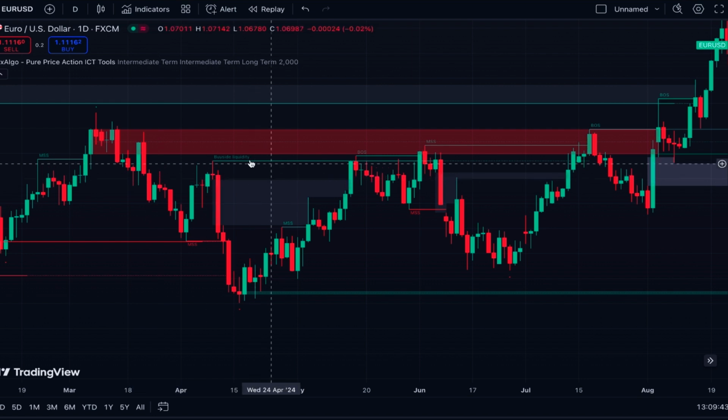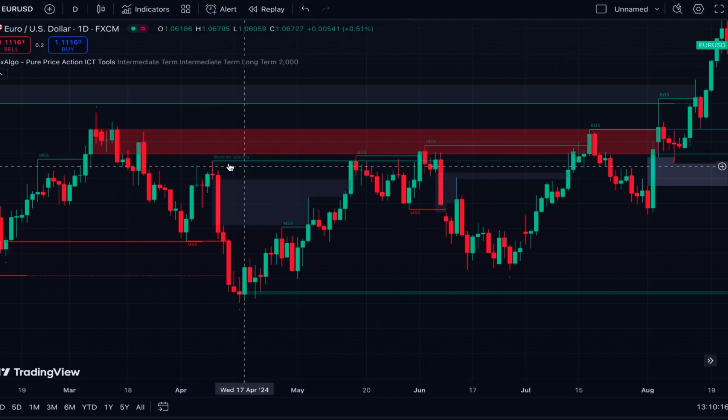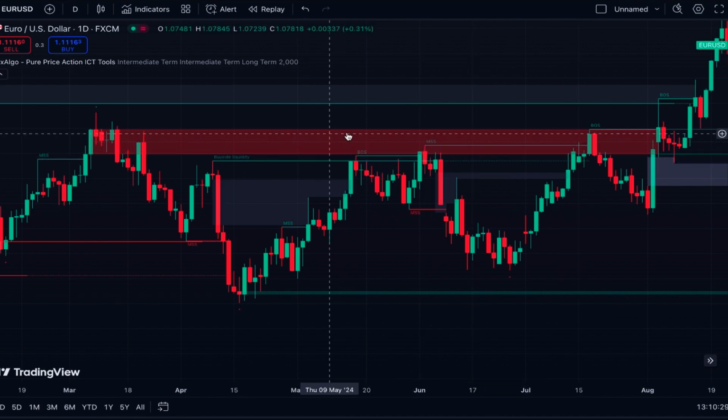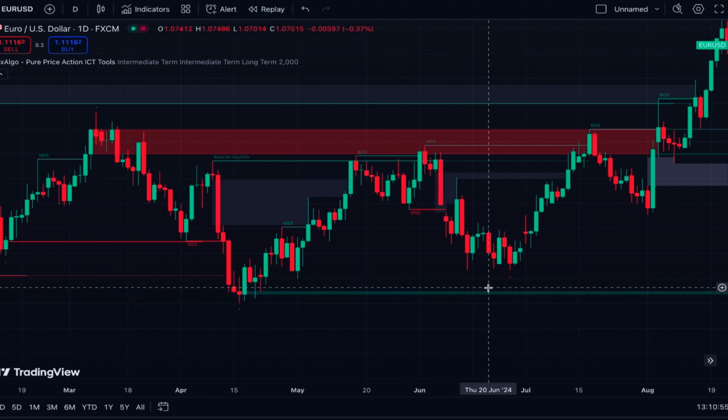Order blocks, for example, this bearish order block that we have here, can act as a key resistance level in the future when the price reaches this level. So it can be a potential area for trading decisions, placing limit orders, placing stop losses, or closing your positions and taking your profit. And similarly for the bullish ones that act as a support level.